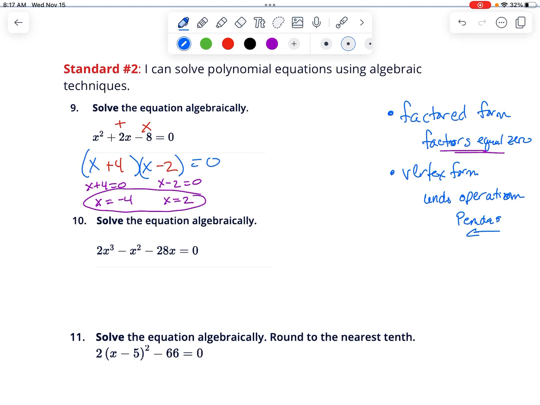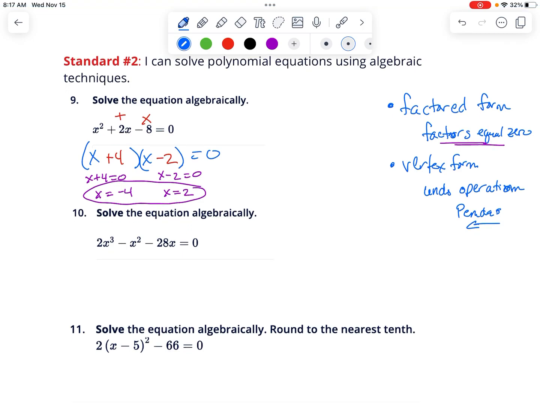All right, the next one. We really have to do the next one by factoring because it's not quadratic. We have this power of 3. But if I notice in every term, they all divide by x. So I'm going to take that x out first. It's that greatest common factor. And it reduces this power throughout.